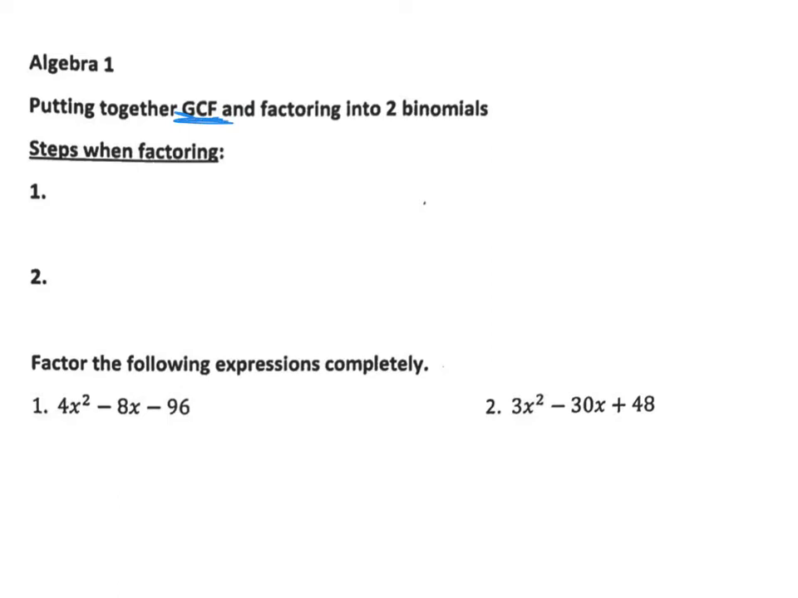Whenever it has steps when factoring, whenever it tells you to factor, you always, and I'll star this, you always want to factor out the GCF. And remember, that means greatest common factor. Alright, you always do that first. Now, if there is no GCF, then you would just move to step 2.